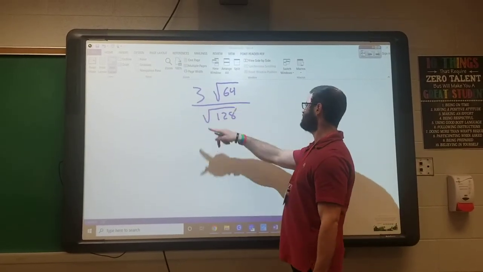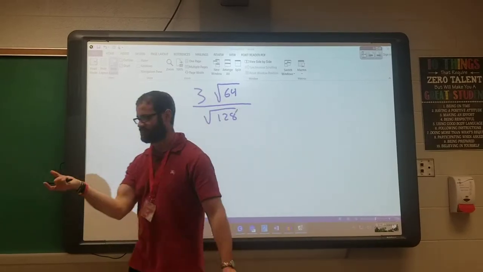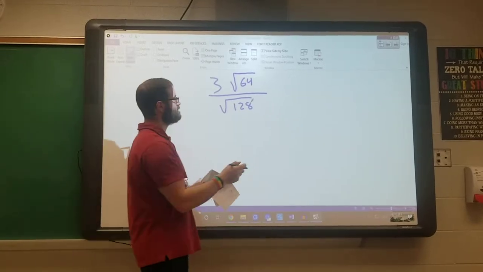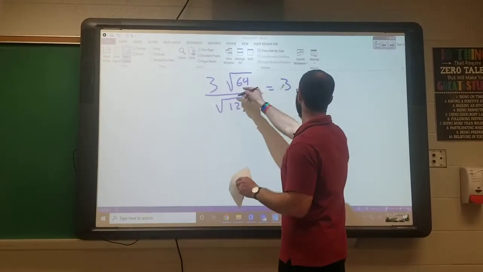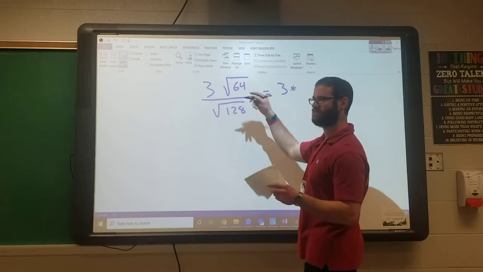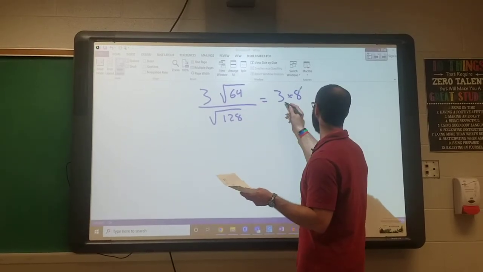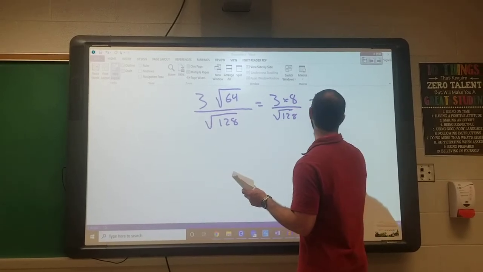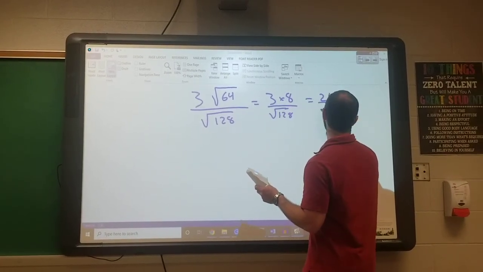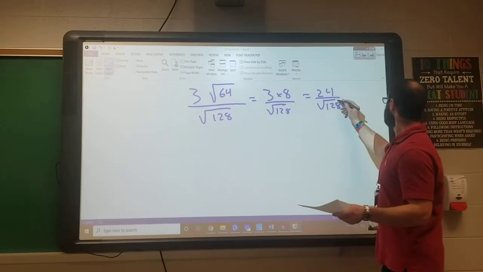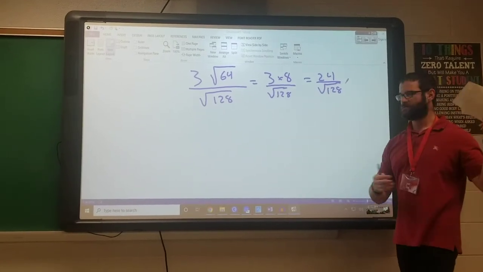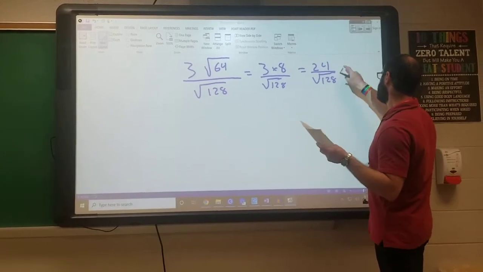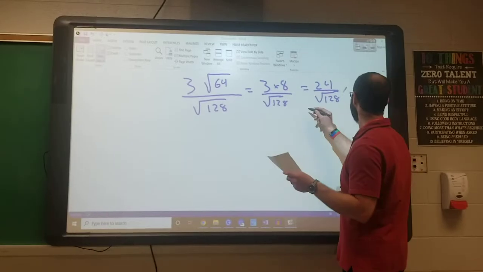I look at the square root of 64. What can I see about the square root of 64 right away? 64 is a perfect square. So that's going to help us out, because right away, I can have 3 times square root of 64, which is 8. So 3 times 8 over square root of 128, which is then going to be 24 over square root of 128. Of course, we're not done yet because we have a square root in the denominator, but let's make this a little easier to deal with. So rather than multiplying by square root of 128 top and bottom, let's simplify first.